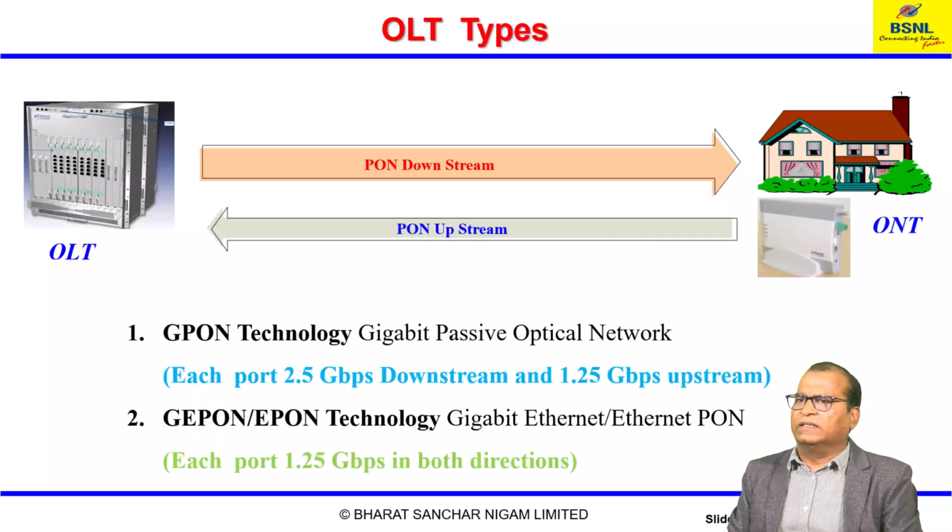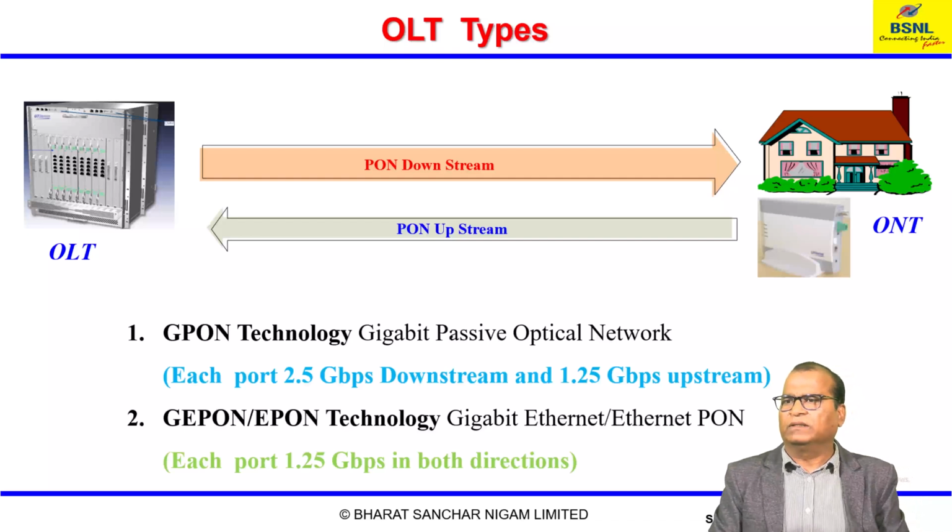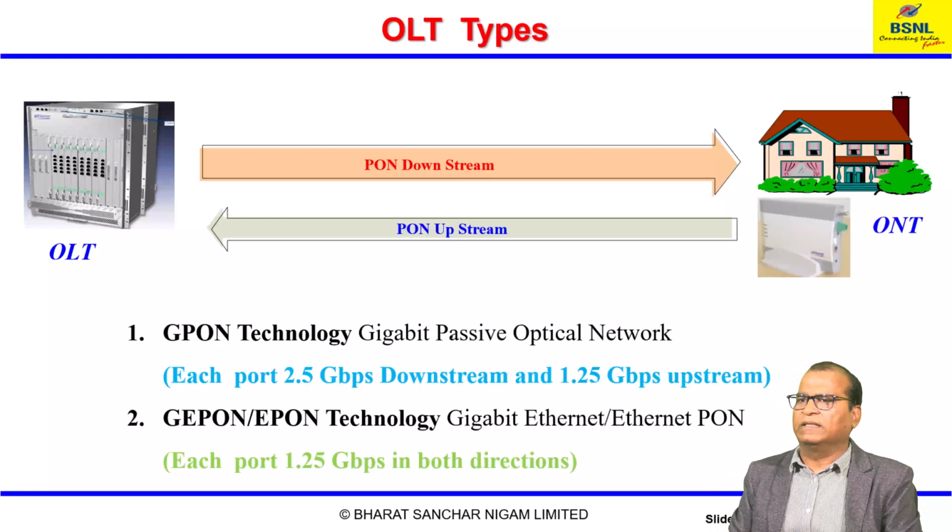So these are 2 different types of PON, where in GPON the downstream carries 2.5 Gbps and the upstream 1.25 Gbps. But in the case of EPON, both directions support 1.25 Gbps.